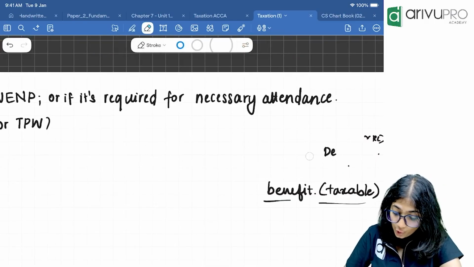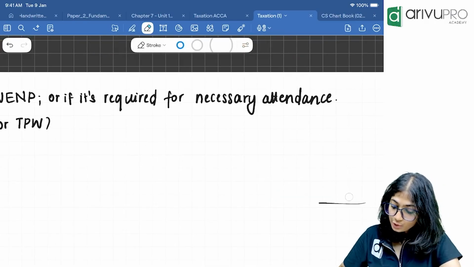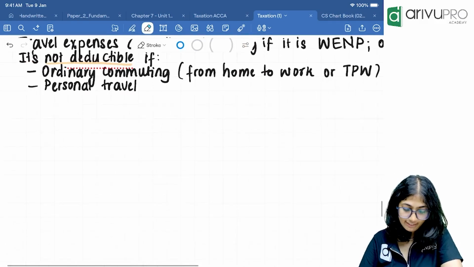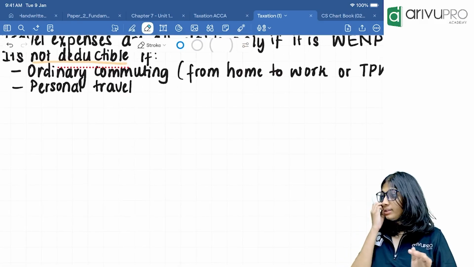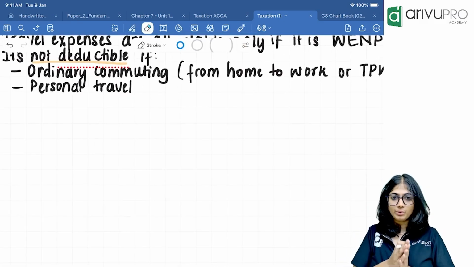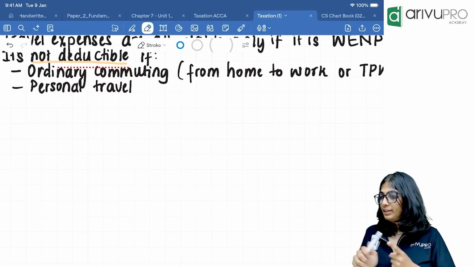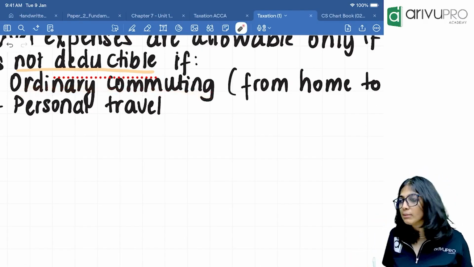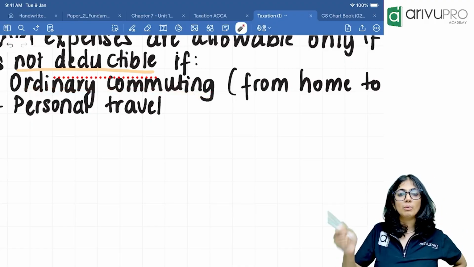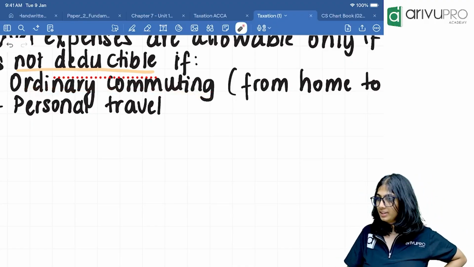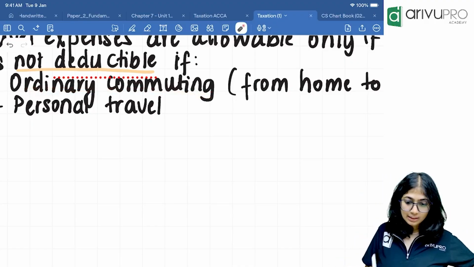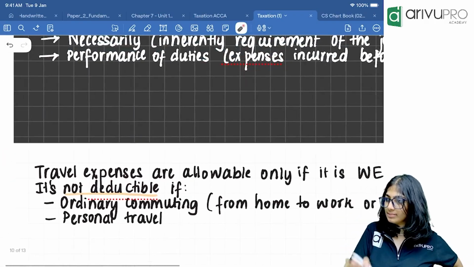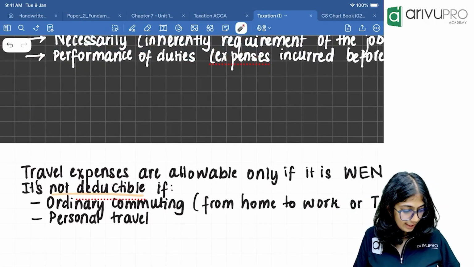Again, provision of cab service, that is also a taxable benefit. Even though it's for ordinary commuting, it is actually a benefit for you, right? That benefit is taxable. Even if it's ordinary commuting, if they are providing a cab service from home to work, work to home, right? That part is a taxable benefit. This is the only thing you need to remember. Alright.